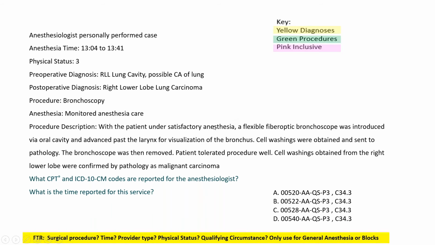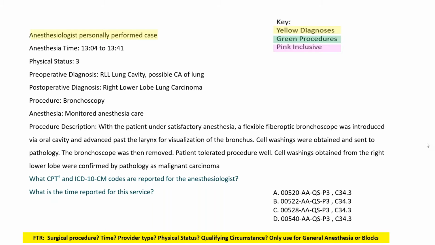Let's have our keywords. This is the FTR for anesthesia. We have to check whether it's a surgical procedure. Well, we have to find the time, provider type, physical status, the qualifying circumstances, and only use of general anesthesia or blocks. These are the keywords. Anesthesiologist personally performed the case. So what's the modifier going to be, coders, for this one? When the anesthesiologist personally performed the case.